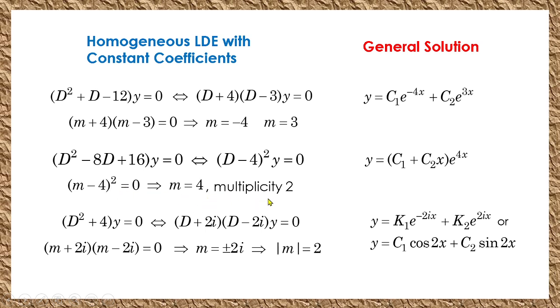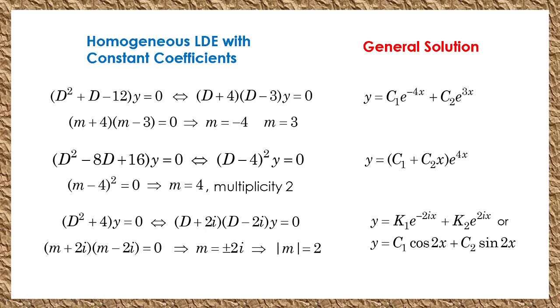If you solve for this equation, we get m equals 4, which is of multiplicity 2, meaning it is a double root in a quadratic equation. So you get m equals 4 twice. And then if you have D squared plus 4 applied to y equal to 0, the associated equation is m squared plus 4 equal to 0.